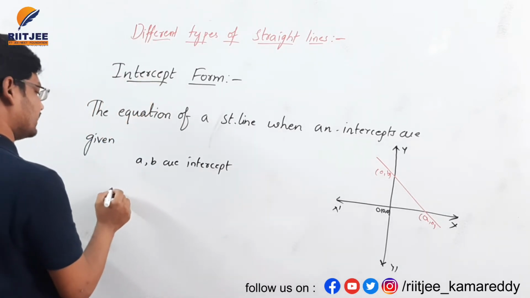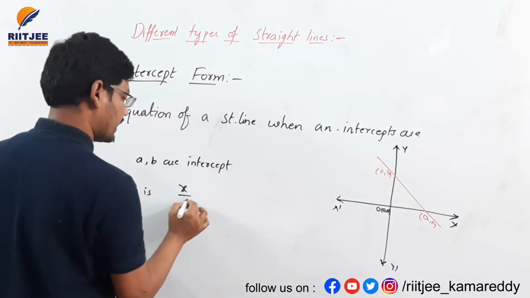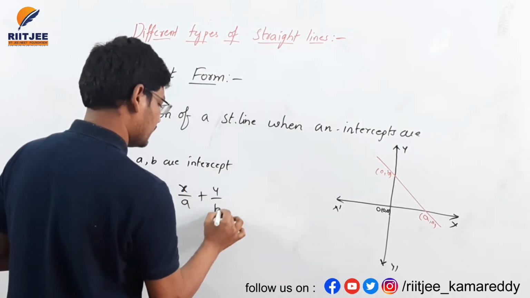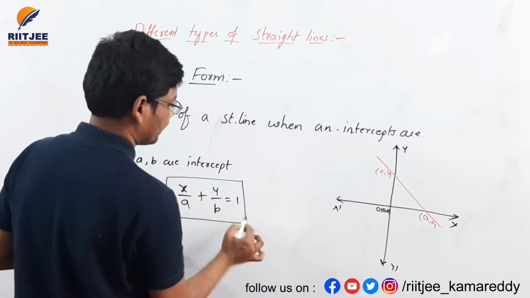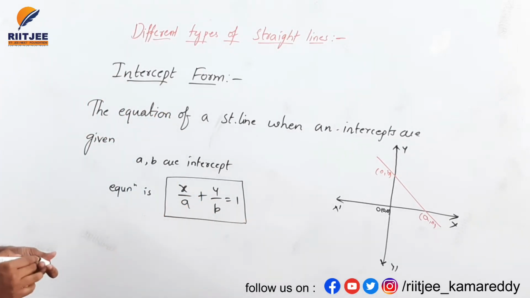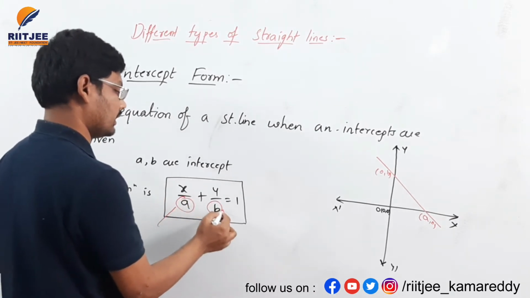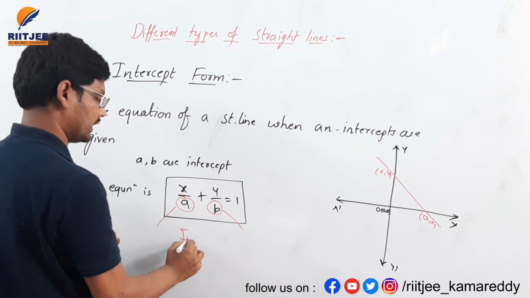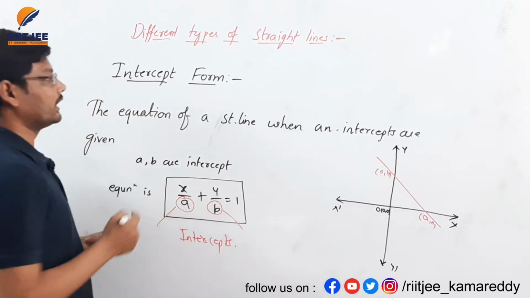And the equation is x by a plus y by b is equal to 1. This is the equation of a straight line in intercept form, where a is the x-intercept and b is the y-intercept. These are the two intercepts. This is all about the intercept form.